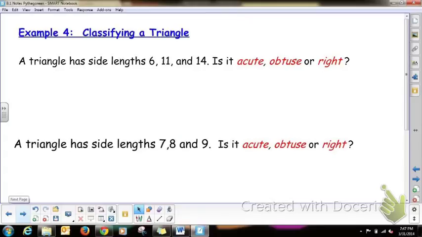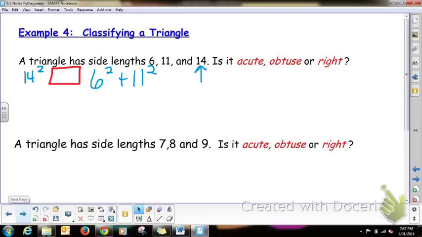Let's try a few. If a triangle has the side lengths of 6, 11, and 14, is it acute, obtuse, or right? So, remember what I just said a minute ago. You always want to look at the longest one. So we want to put the longest one first. 14 squared is what? Now I'm looking for the symbol that's going to go in here to 6 squared plus 11 squared. I want to determine what's going to go in here. Is it going to be greater than, less than, or equal to? If it's greater than, it'll be obtuse. If it's less than, it's acute. If it's equal to, it's right.